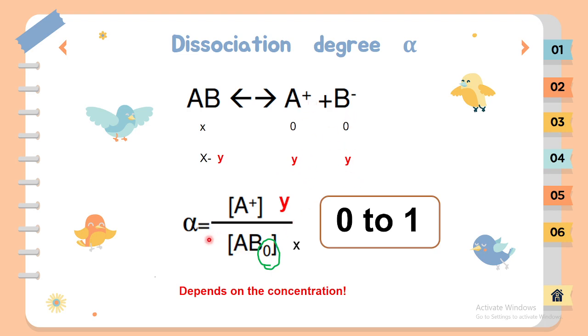About the dissociation degree alpha, this is the formula. It's just A plus at the equilibrium, so basically Y, over the concentration of AB at time zero, so basically X. The range of alpha can be from 0 to 1. And it depends on the concentration, on how much AB you put into the water. You can change the dissociation degree.